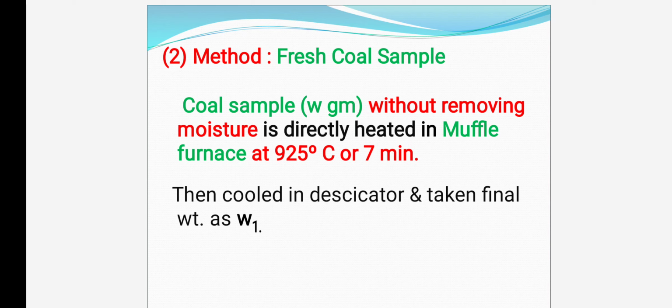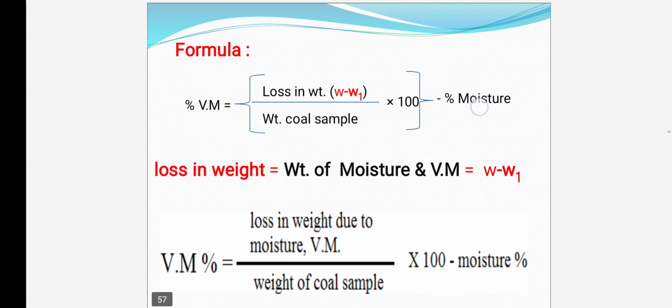This is just for consideration. W is the fresh coal sample weight, and W1 is the weight of the coal sample that is left behind after the 7-minute treatment directly at 925 degrees Celsius in the muffle furnace. So what will happen if you take the final weight? Then there is a loss in weight. What is responsible for the loss in weight?